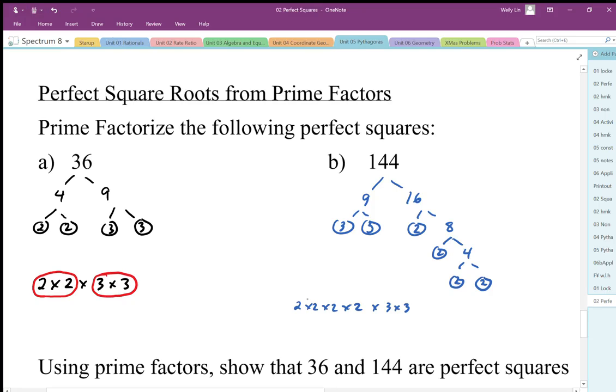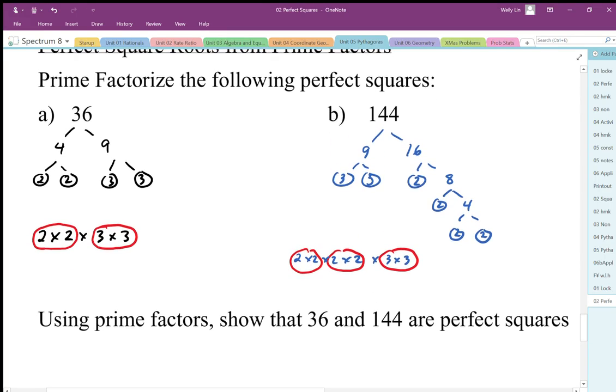This is a perfect square number because we can group 2s into pairs, and we can group 3s into pairs, and there are no leftover factors. So any perfect square will follow this kind of property.